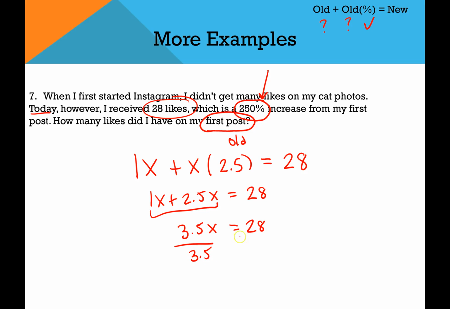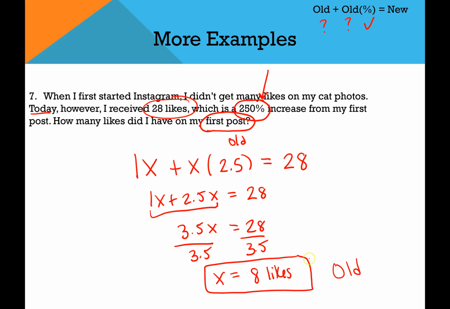Divide by 3.5 and you get x equals a solid 8 likes. That's pretty solid, you know? So let's check that this makes sense. So my old value would be 8 likes, and then I got a 250% increase, which brought me to 28 likes. That does, in fact, make sense.